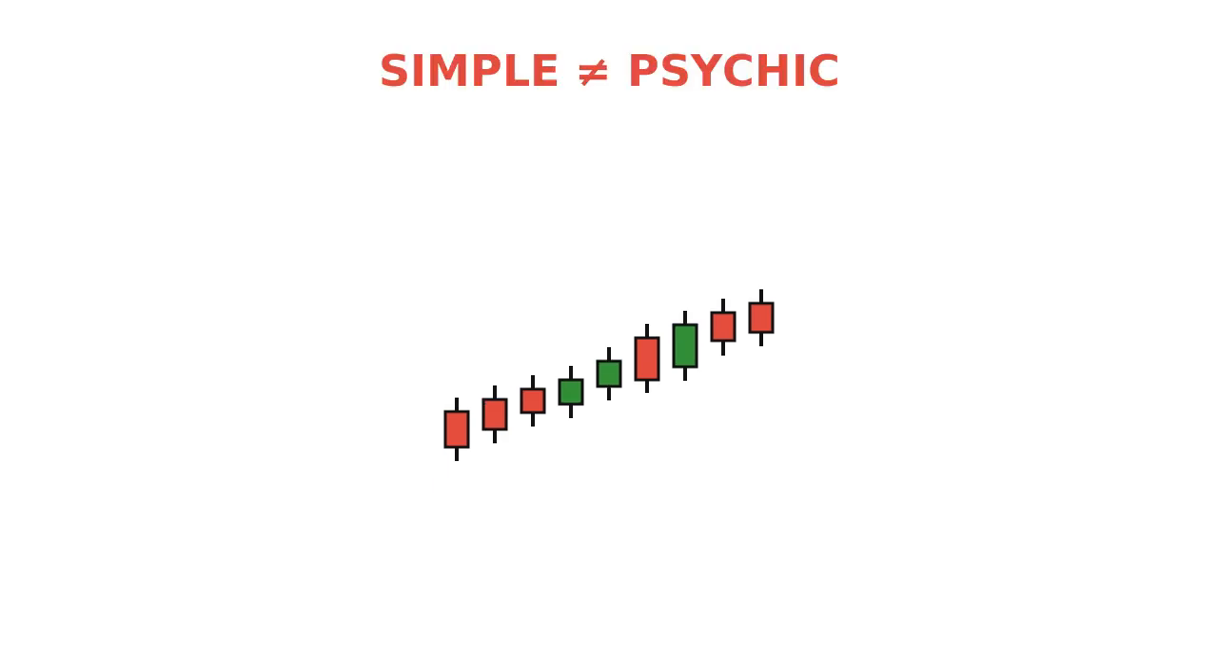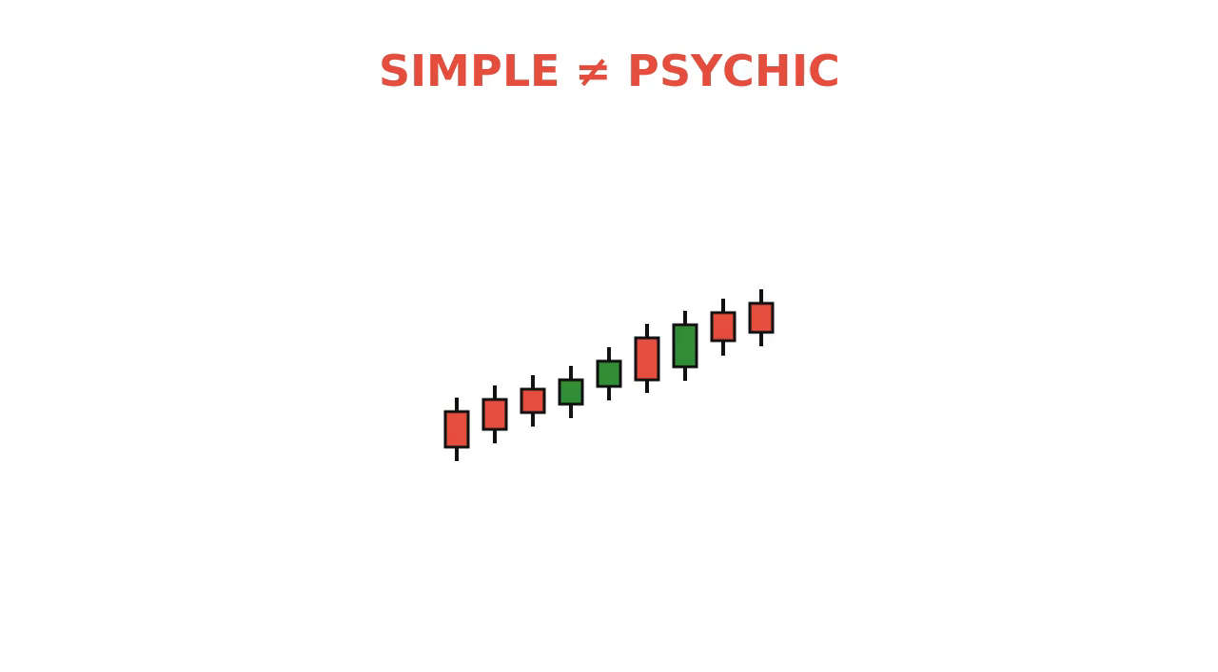Now the 2 honest caveats we never drop. First, even the simplest, cleanest chart reading does not give you a reliable edge over the market. Because the market is efficient, millions of people see the same simple picture you do. Simplicity makes you calmer and less likely to fool yourself. It does not make you psychic.